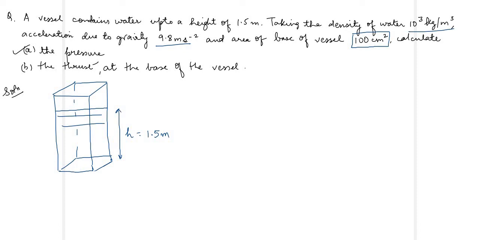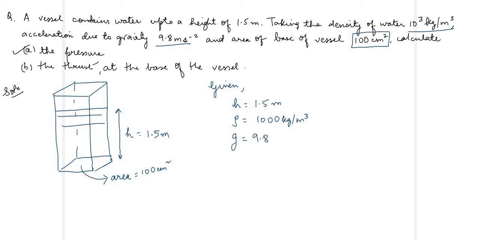एरिया भी दिया हुआ है बेस का, मीन्स ये जो बेस है इसका एरिया दिया हुआ है 100 सेंटीमीटर स्क्वायर. ठीक है, ये सभी चीजें दी हुई है. सो लेट अस सॉल्व दिस. गिवन वैल्यूज आर, यू नीड नॉट ड्रॉ द डायग्राम, आई हैव जस्ट ड्रॉन इट टू एक्सप्लेन. So height of the water column is 1.5 meters. The density of water, which is rho, is 1000 kg per meter cube. So 10 to the power 3 means 1000. G is given 9.8 meter per second square. And area of the base of the vessel is 100 centimeter square.